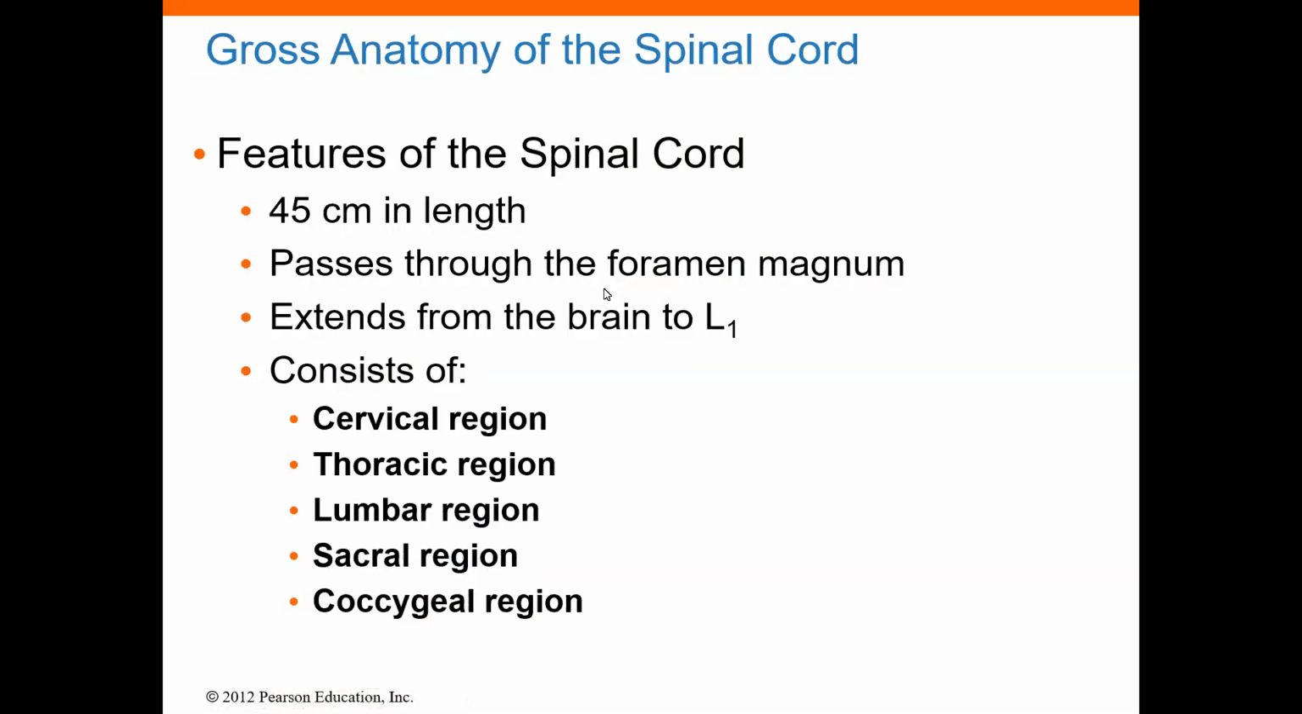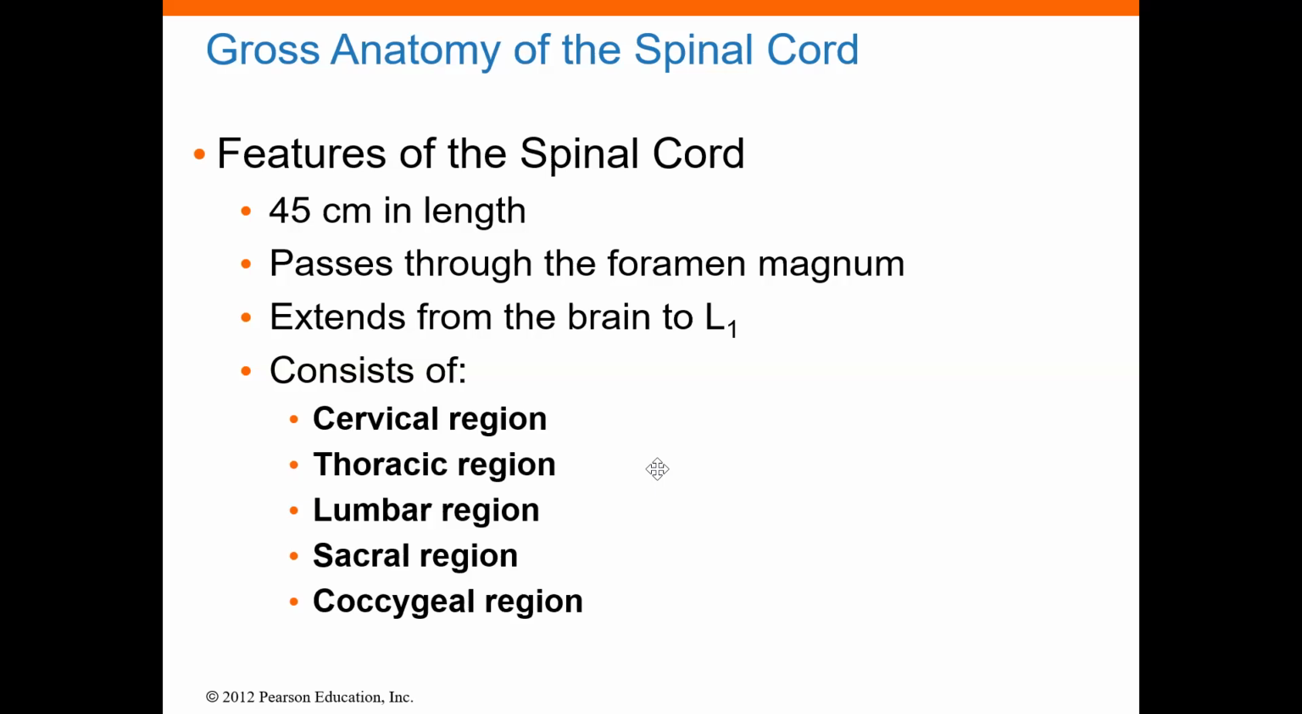Features of the spinal cord. So we're going to see that it's 45 centimeters in length, passes through the foramen magnum, that big hole in the skull, and extends from the brain, and it ends at about L1, L2. So lumbar vertebra 1 or 2, and then it becomes what we call the cauda equina. So the cord itself is from the brain down to L1, L2.